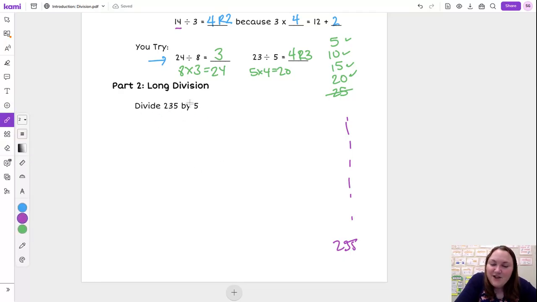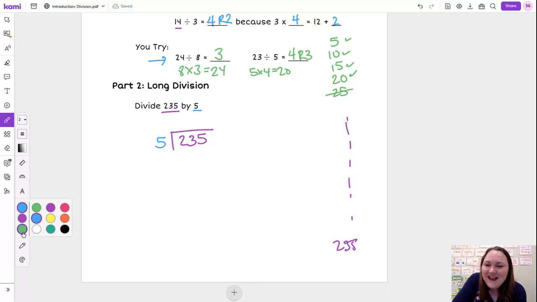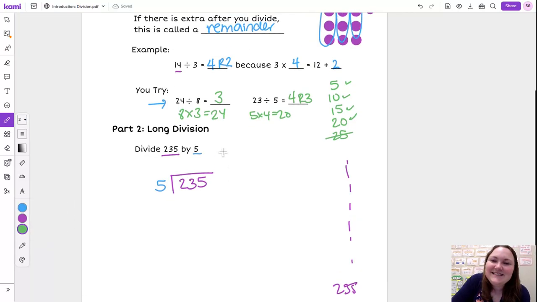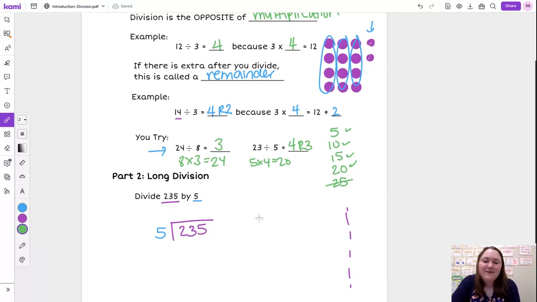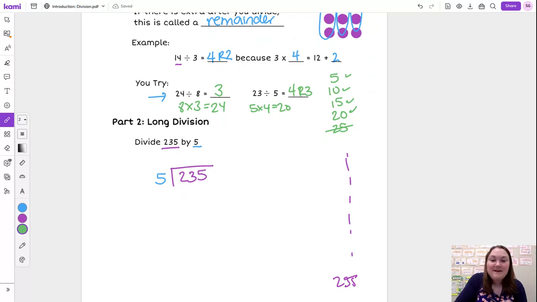To get started with long division, the first thing you want to do is that first number goes inside this long division sign, and the second number comes outside. So one of the things you'll notice is those numbers change order almost in our long division problem. And then long division is the same math we did above, it's just one step at a time.